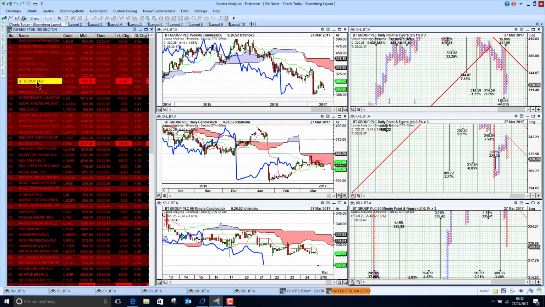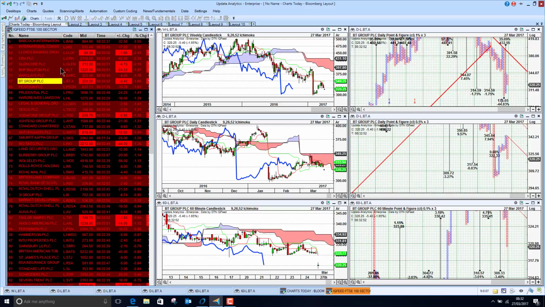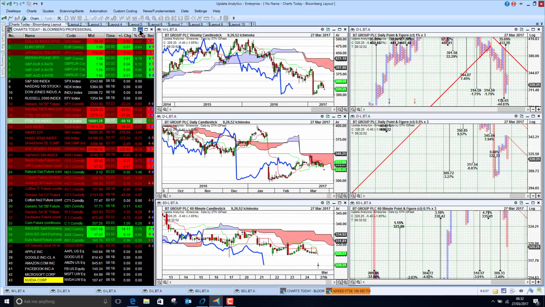Markets really selling off in the short term. Keep an eye on those 60-minute charts for a recovery, but the medium and long term is still holding up.